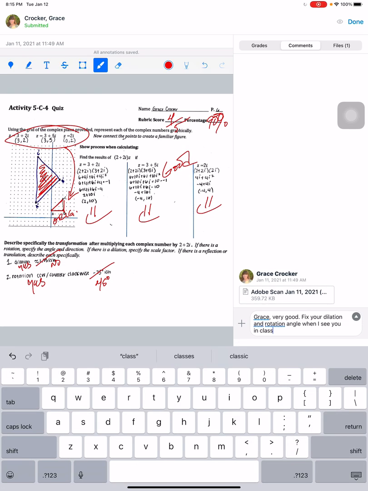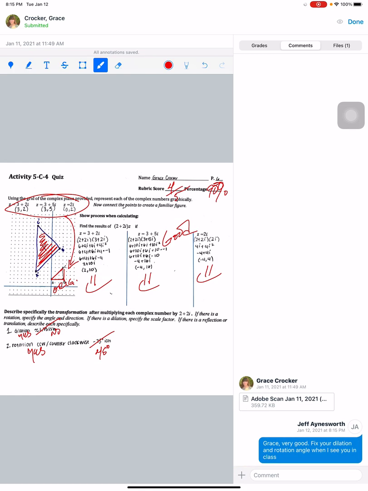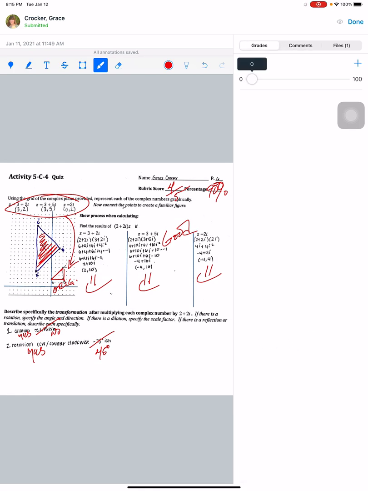And so what I do is I obviously speak in the comment right there. And when I see her next in class, she'll get that comment, she'll get the grade. Okay, it's a 90%, which is obviously an A minus, because she got the majority of what's going on.